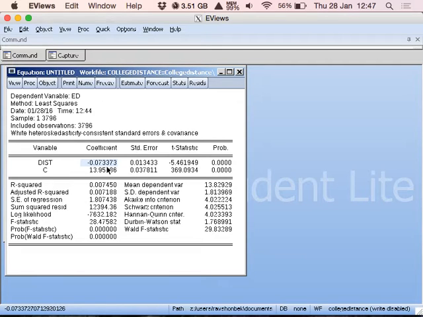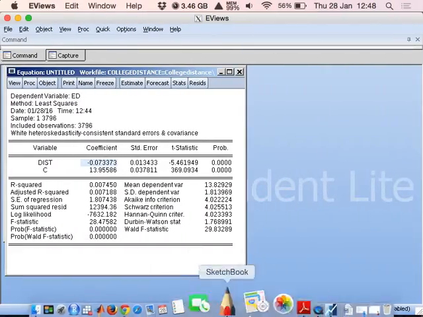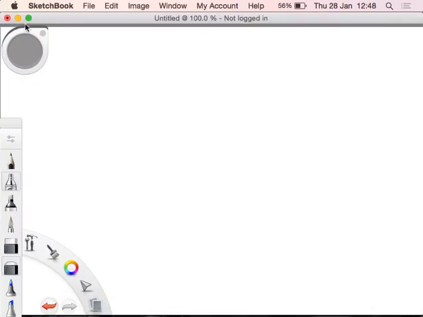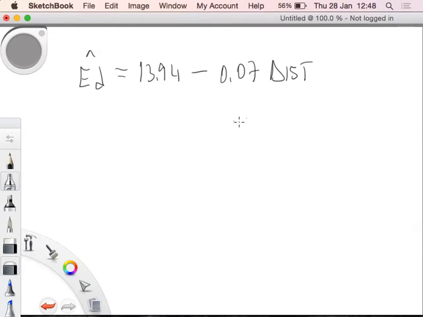Anyone? So basically, let me rewrite this model for you. Okay, I must have minimized it. Now, basically, we have ED hat = 13.94 minus 0.07 dist. So how would you interpret this result? This is rewritten in context. What's the interpretation? What comment would you give?